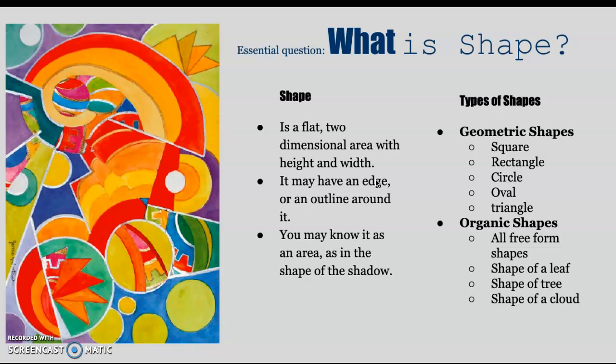So two different types of shapes are geometric shapes and organic shapes. Geometric shapes are any shape that is square, rectangular, circular, oval, or even a triangle. They're more of the mathematical shapes, whereas organic shapes are free-flowing shapes. They can be pretty much anything. They could be the outline of a cloud, the outline of a leaf, a flower, a tree, you name it. A shape that is organic is pretty much the outline of any object.